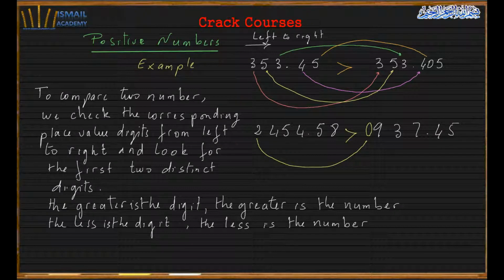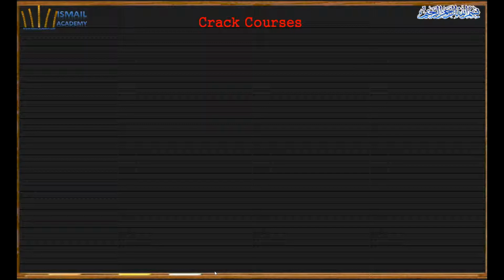To order numbers, we're just going to use the comparing concept we just did. To order a set of numbers, we use the same concept: we compare the corresponding place value digits of the numbers, and we pick the one we need based on the question they ask. Either we order from least to greatest or from greatest to least. That's the same idea we use to compare two numbers.